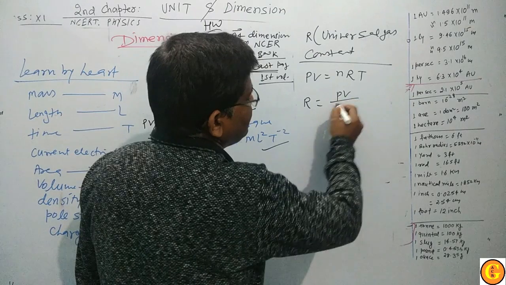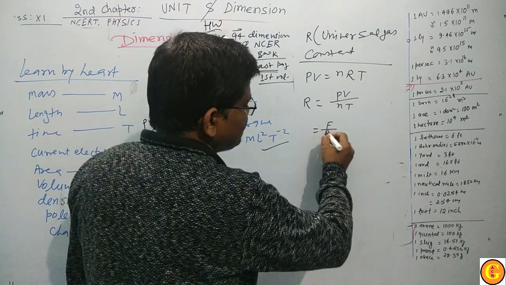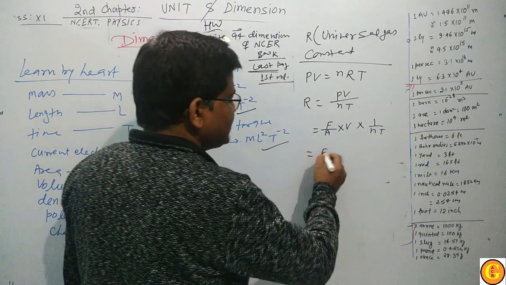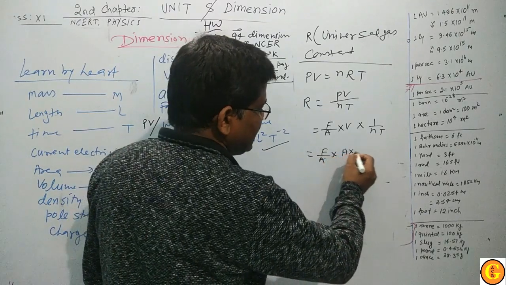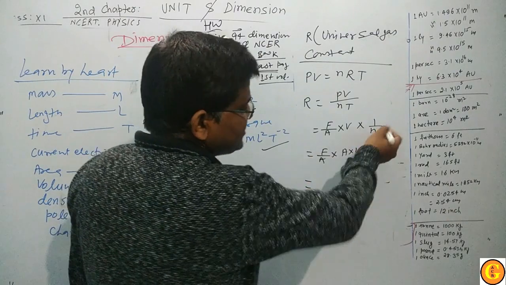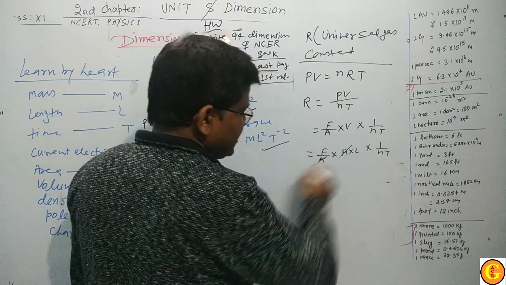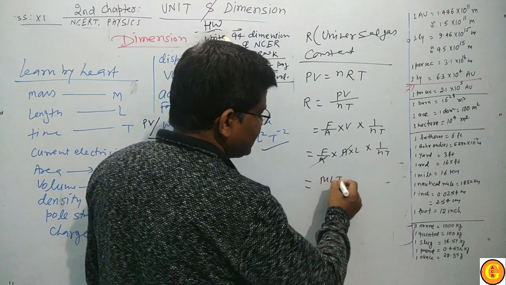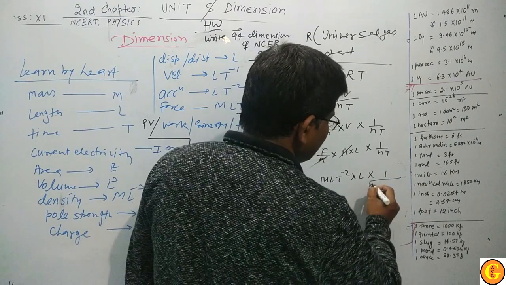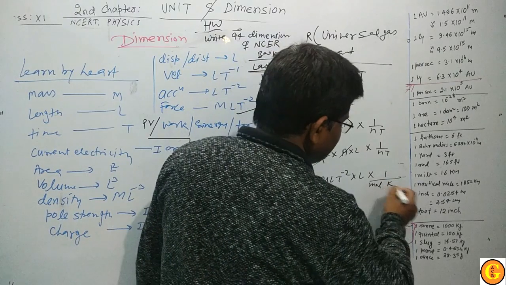Then R is PV by nT. P is pressure, and pressure is force by area. Force by area into volume into 1 by nT. And volume, as you know, is area into length. T means temperature here. Force and area cancel out. Then force is MLT⁻² into L into 1 by n, which means mole. Your choice, you may write it or not. And this is the Kelvin, K.